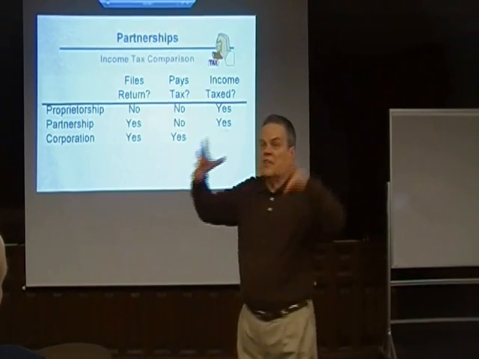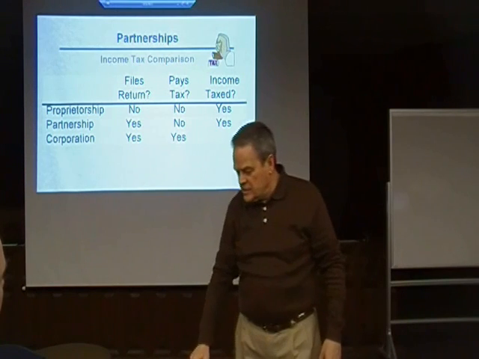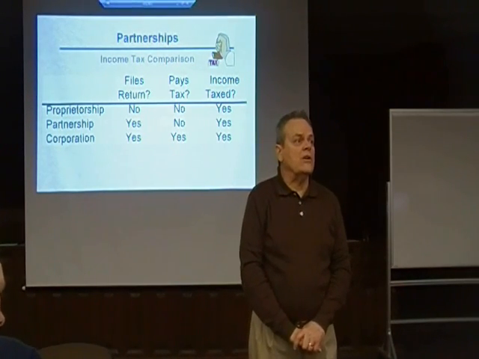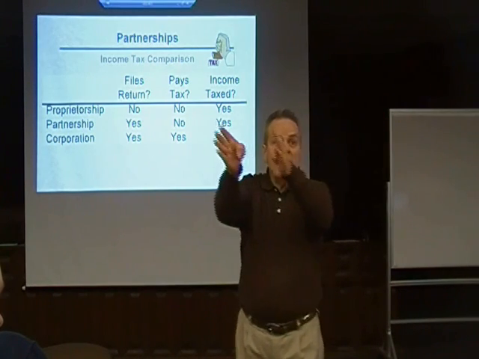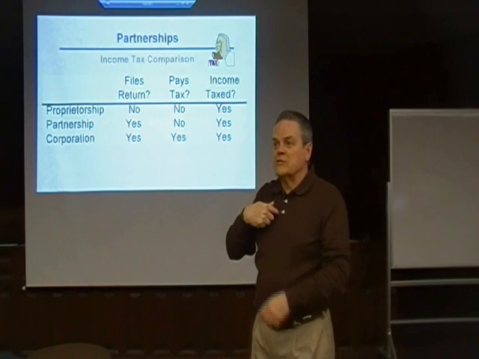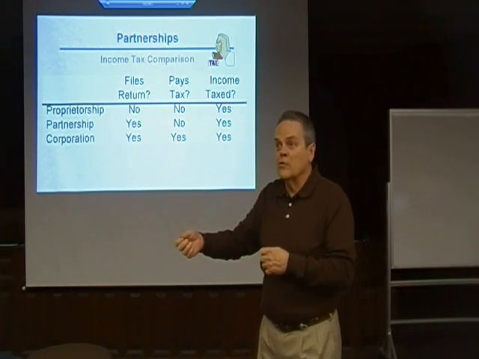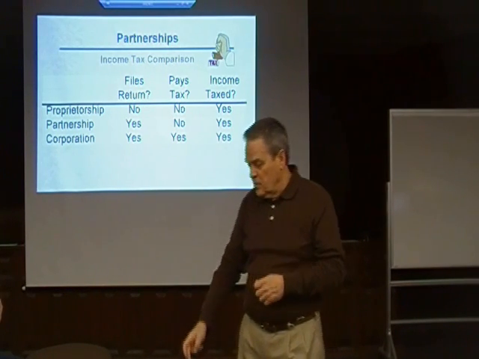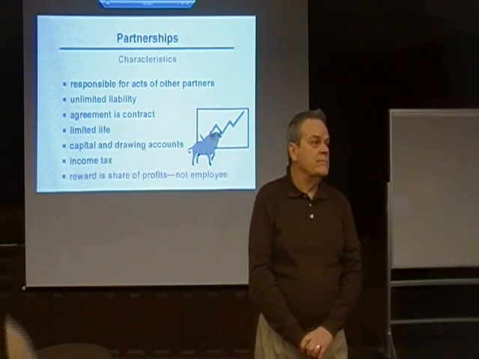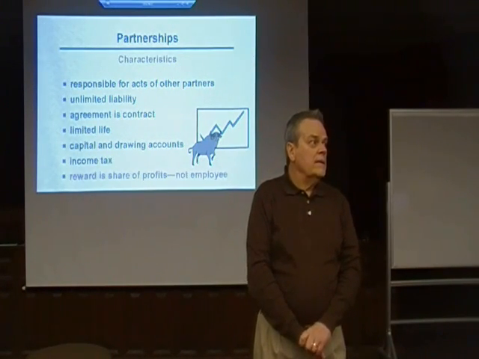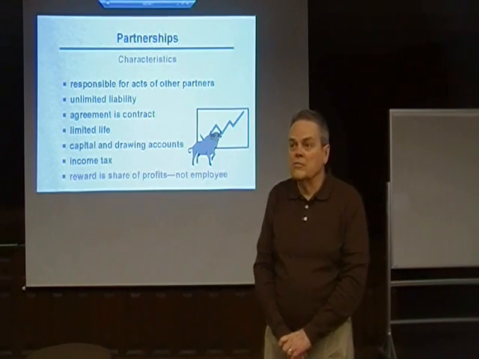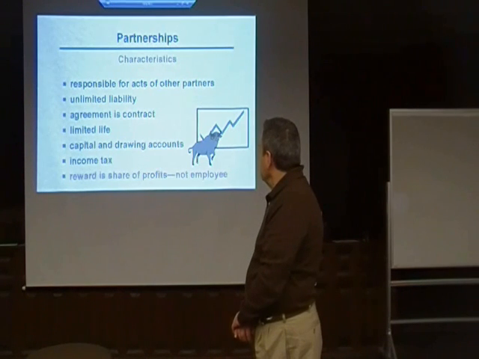Partnerships file tax returns, but the entity doesn't pay tax, but the partners do. The purpose of the partnership tax return is to tell the partners how much belongs to each of them so that they can report it on their own tax return and pay the tax on their own tax return. And corporations file returns and pay tax. An interesting contrast, and I hope that you benefited from that.